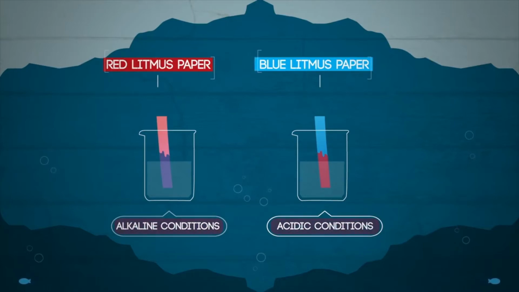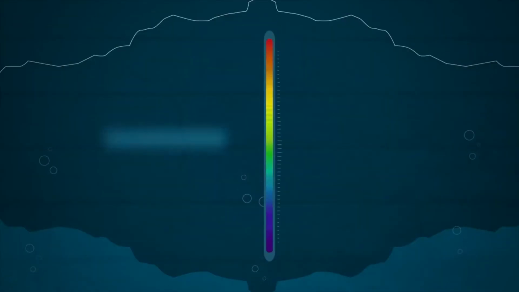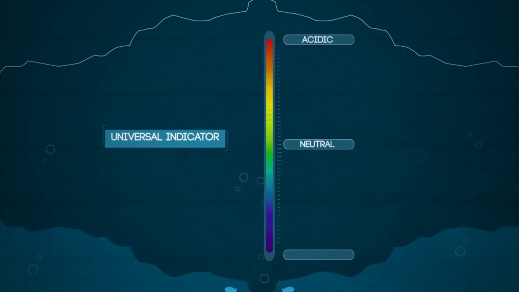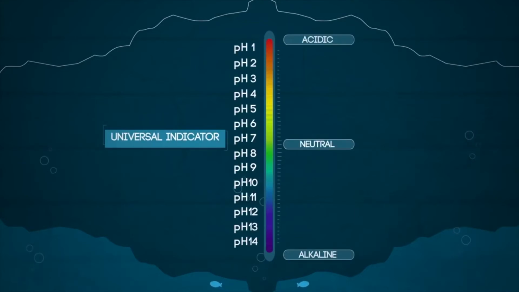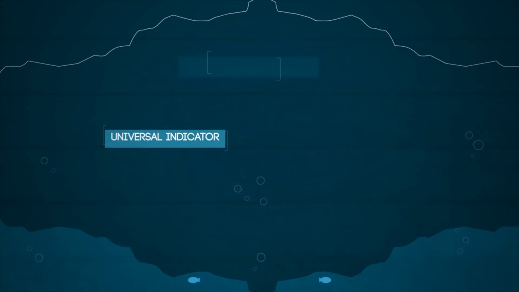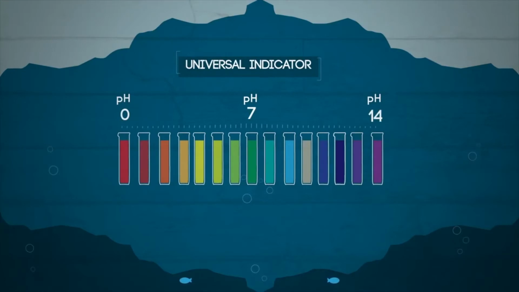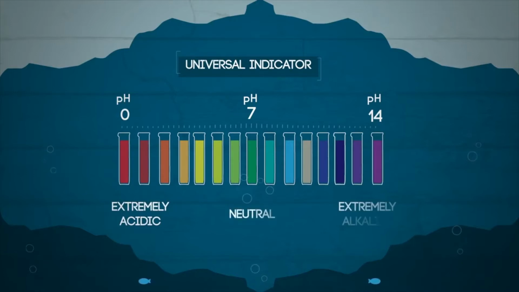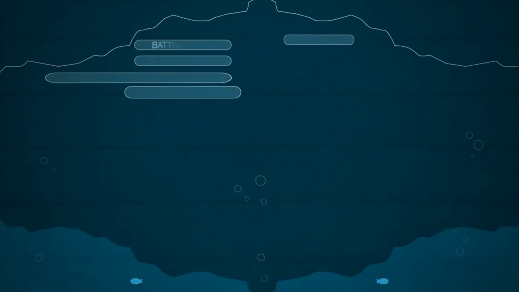However, litmus paper only tells us whether something is acid or alkali, but it does not tell us how acidic or alkaline a substance is. For this, we have the pH scale and a universal indicator. Universal indicator is a mixture of different indicators, or dyes, which has many different colour changes, and so shows us the pH value of the solution. Again, it can be used as a liquid or a paper. The pH runs from 0 to 14, with 0 being extremely acidic, 7 being neutral, and 14 being extremely alkaline.